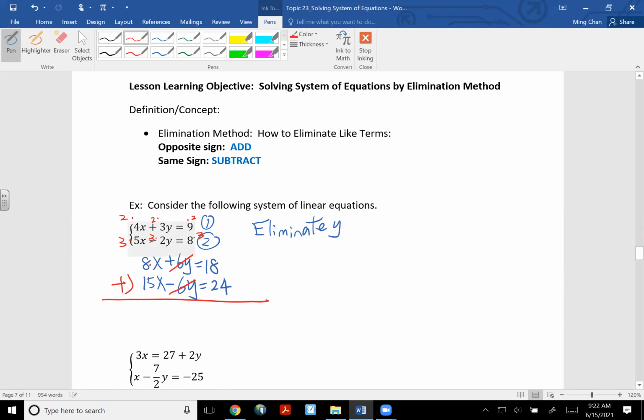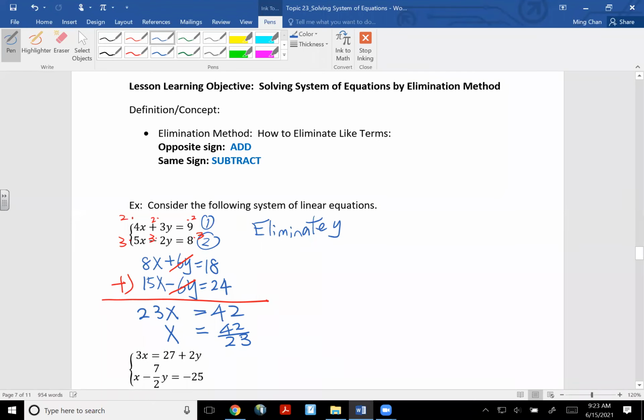All right, combine like terms. 8 plus 15, that's 23x, equals 18 plus 24 is 42. Make sure 18 plus 24 is, oops, 42. Yep. Divide both sides by 23. My answer would simply be x equals 42 over 23.